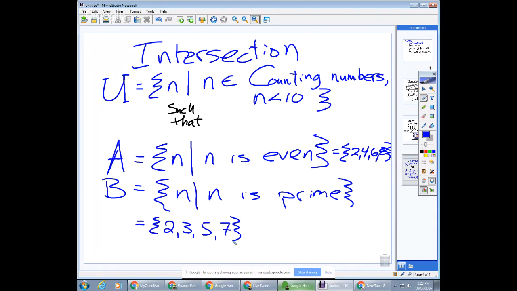And so now what I want to take a look at is a new set by taking set A and intersecting, so an upside down U, or a cap, it's usually called. What happens if I intersect A and B? So with intersection, we use the cap symbol, and in words, it's an and. So I want everything that is even and prime. 2 is the only number that's even and prime. So that would be the intersection of these two sets.